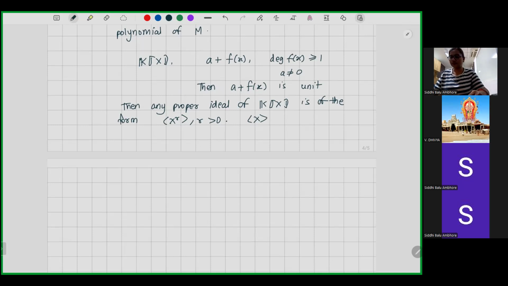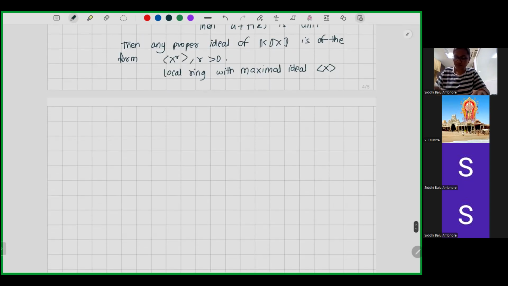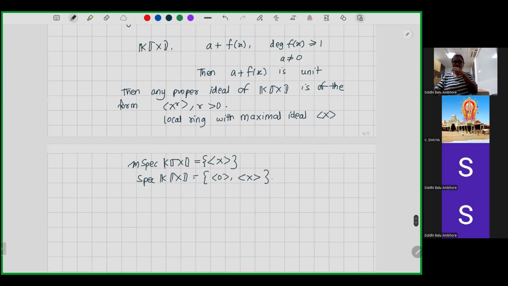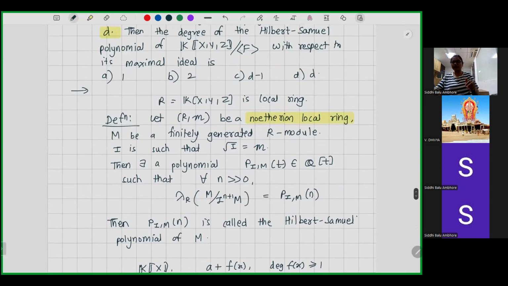Okay, so that's why this is a local ring with maximal ideal (x). So m-spec of k[[x]] is just this ideal, but note that spec of k[[x]] is the zero ideal and this ideal, because we are in an integral domain. The power series ring is an integral domain, we are in k and so on.